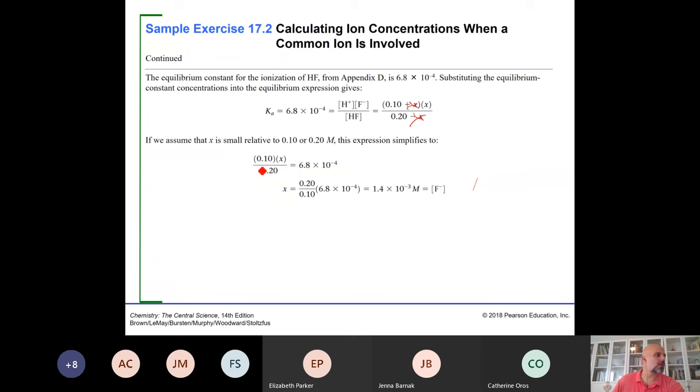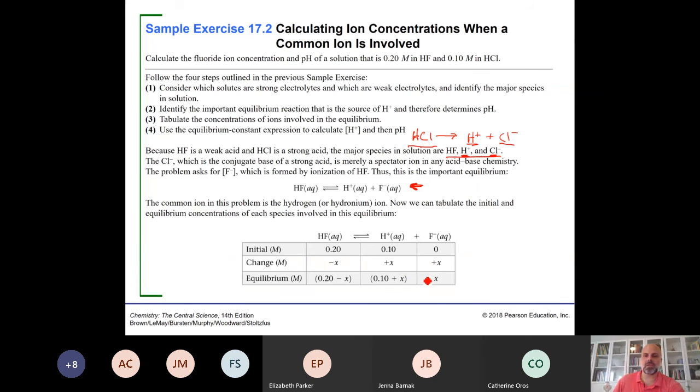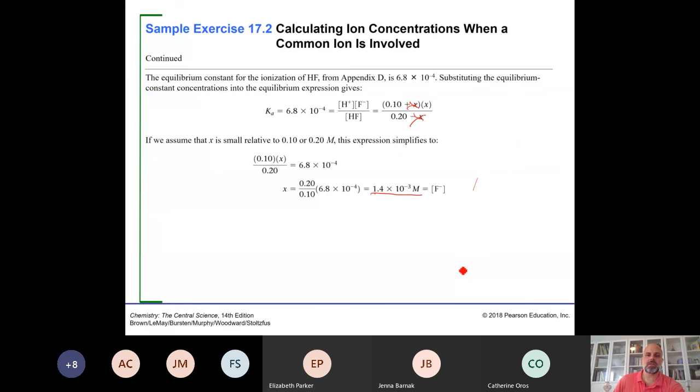And that simplifies our equation quite a bit, right? Where we basically have half x is equal to 6.8 times 10 to the minus 4. So we simply solve for x here, and you can see that x equals 1.4 times 10 to the minus 3 molar. If we go back to the ICE table, we can say that x is actually equal to our fluoride concentration. So we automatically calculate our fluoride concentration.